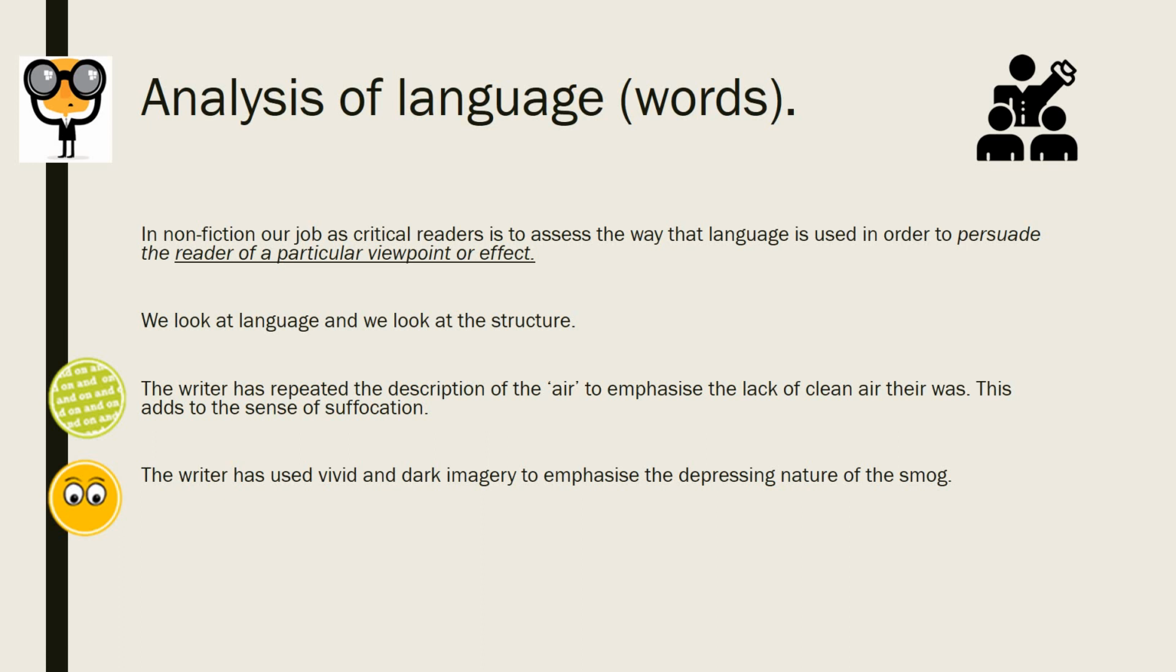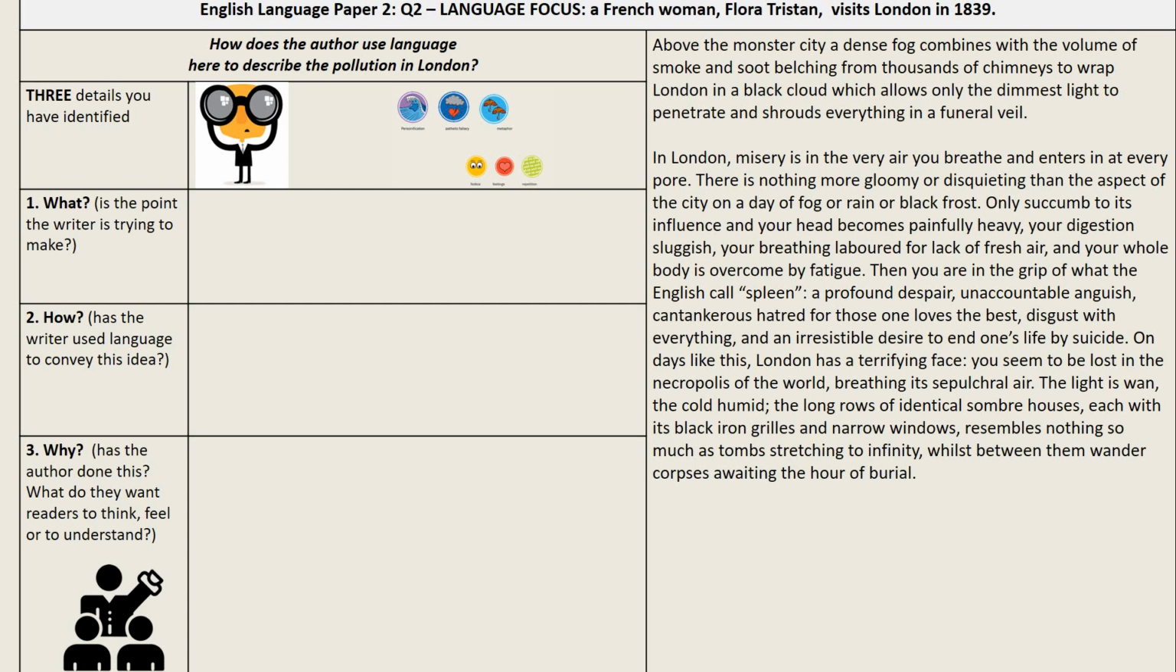E-R-E. This adds to a sense of suffocation. If you were looking at the vivid and dark imagery, you might say the writer has used vivid and dark imagery to emphasise the depressing nature of the smog. So just go from the spotting to analysing. This is your task today, okay?